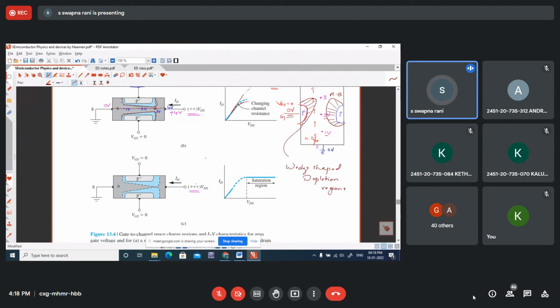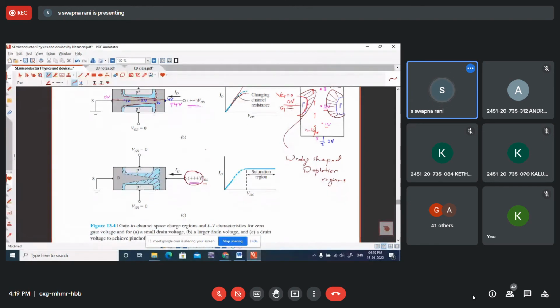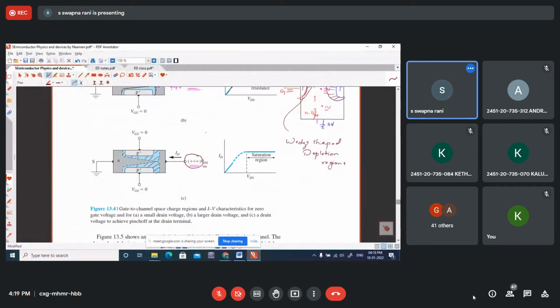Now, the third case, if you observe, the positive potential at the drain is further increased. Three pluses are indicated, which implies that the positive potential is increased even further. Now, if the positive potential is further increased, what will happen? At one particular potential of VDS, these wedge-shaped depletion regions may come in contact.